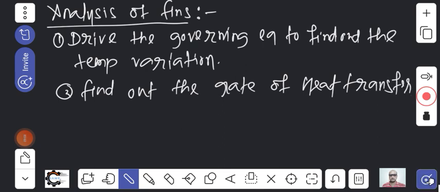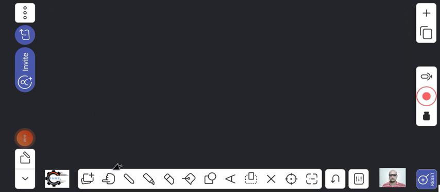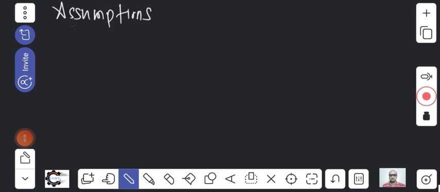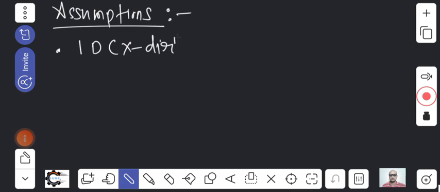Okay, now see, to analyze this, we have to take certain assumptions, right? So please take down these assumptions. The first assumption is that it is one dimensional, right? Only x direction heat transfer, we will take this x direction. The second is steady state heat transfer.